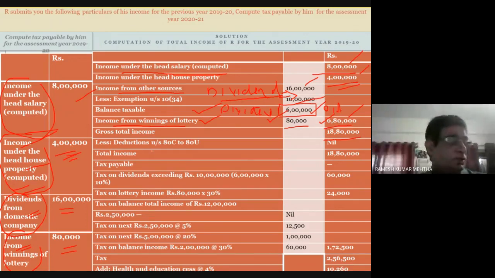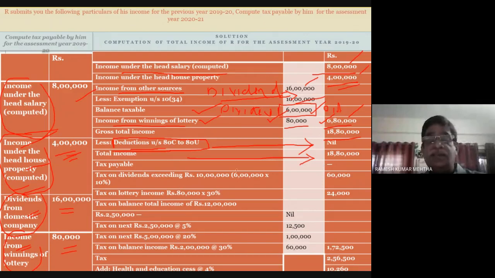Now, this person has not bothered to invest under any investment avenues like 80C or 80D, and hence he is not having any deductions under section 80C to 80U, and this is nil. So the total income is 18 lakh 80,000.